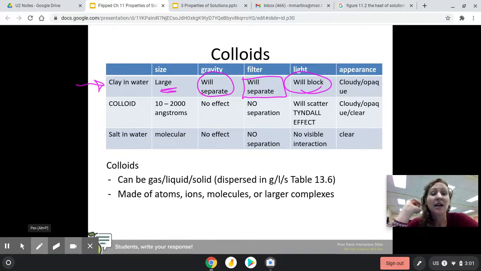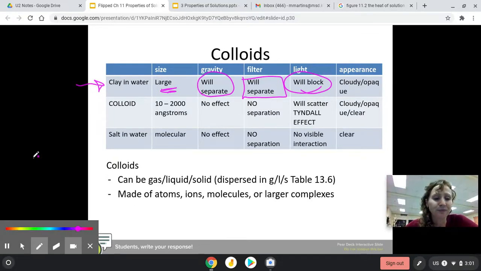Particles can be gas, liquid, or solid, and they can be dispersed in gas, liquid, or solid. So we think of solutions as liquid a lot, but solutions can also be made with solids floating through the air. That would be a solid-gas combination. They can be gas dissolved in liquids like the soda we talked about. There's a lot of different combinations that can happen and can form solutions for you.